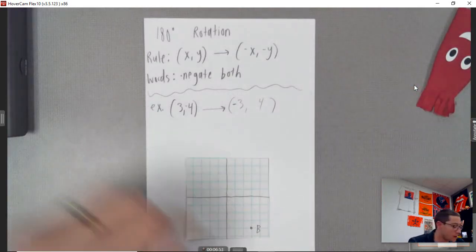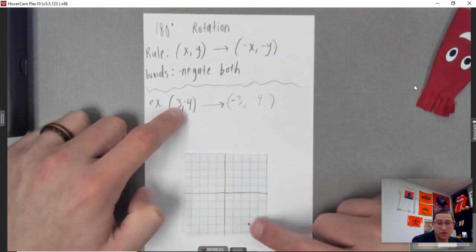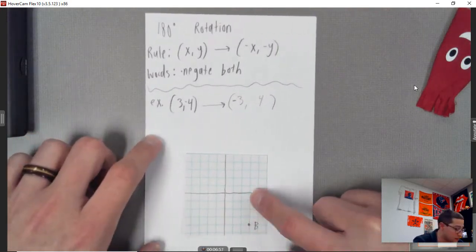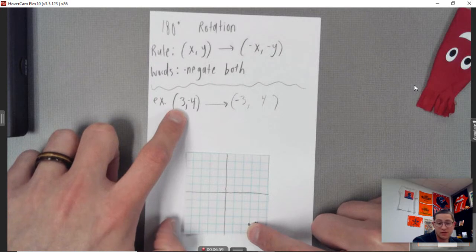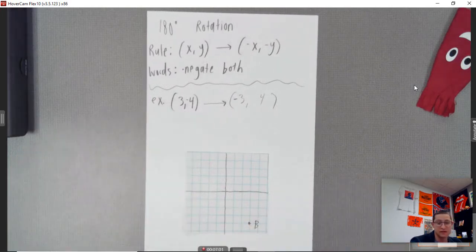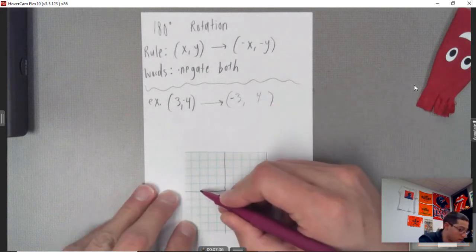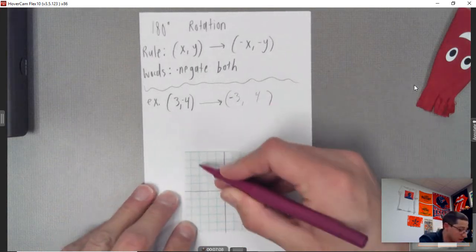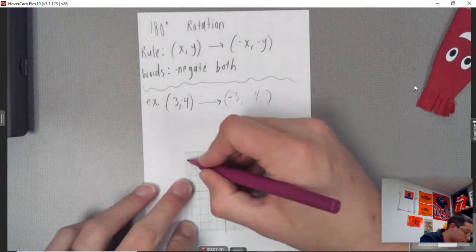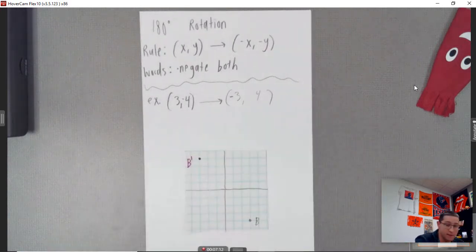So we already had this point B on the graph. 3 comma negative 4 is here. That's my original. And then let's get a B prime, and that is going to be at negative 3 comma 4. So here we go, 1, 2, 3 to the left because it's my x, up 4 because it's my y. There is my B prime.